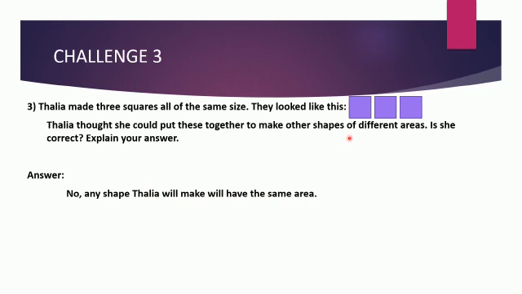Okay students, because you can see the area of the squares is the same. She can make the shapes but the area will be the same. Okay students, so she is not correct. Any shape Thalia makes will have the same area.